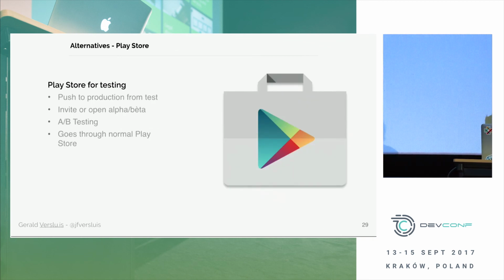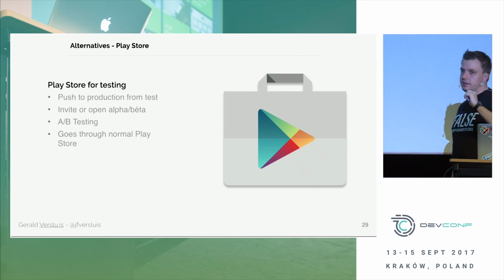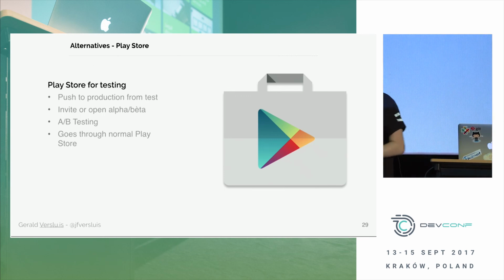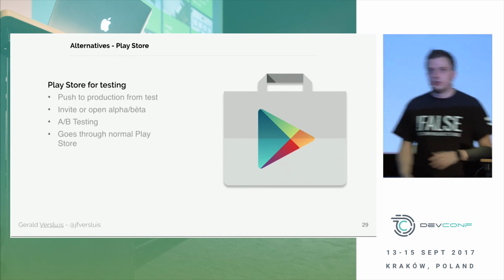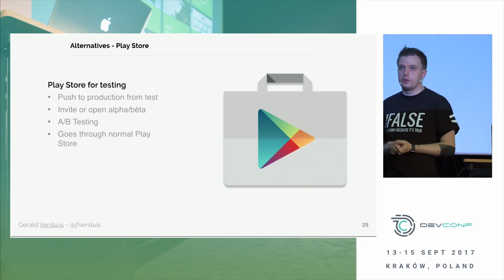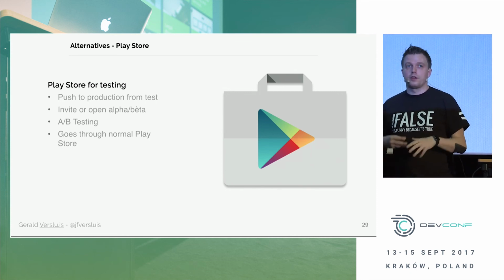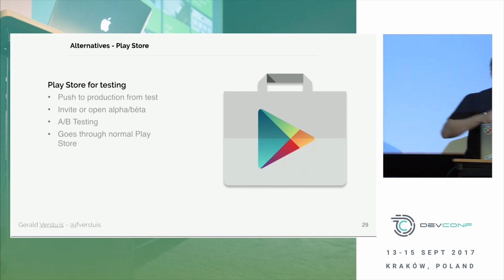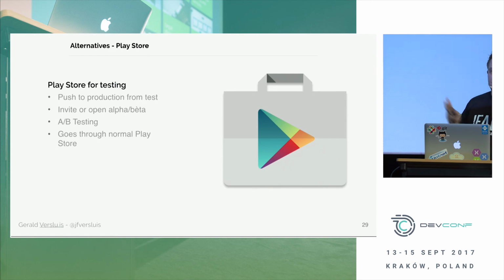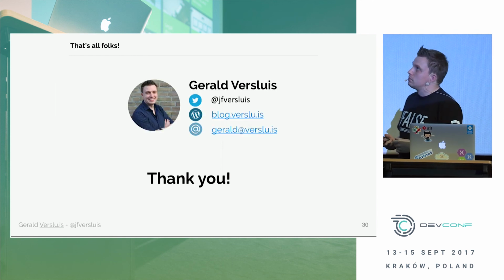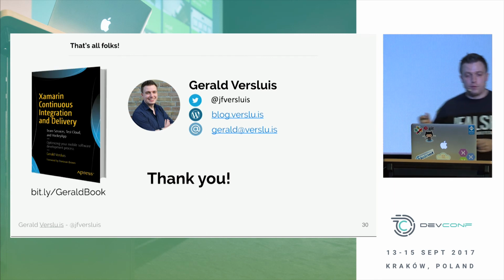For Android as well, the thing I really hate here is that it distributes your test versions through the actual Play Store. So it's not really transparent for the user. They are not aware that they are using a test version, and it's not easy to switch back to the actual production version that is in the store for the rest of the people. And that's basically it.